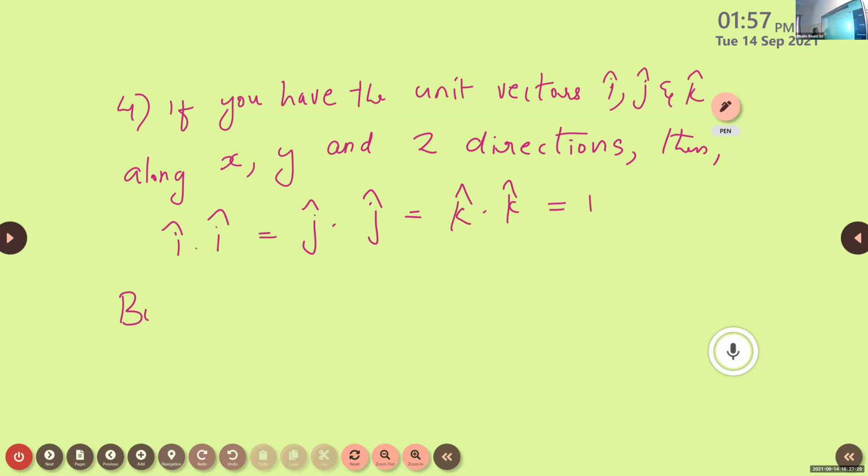But i dot j is equal to 0. Similarly, j dot k is equal to 0, and i dot k is also equal to 0. The dot product of the same unit vectors is equal to 1, but the dot product of different unit vectors is equal to 0. Unit vector i cap dot j cap is equal to 0, j cap dot k cap is equal to 0, i cap dot k cap is also equal to 0.